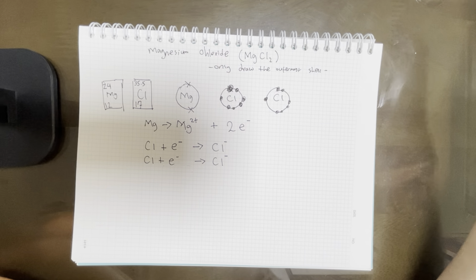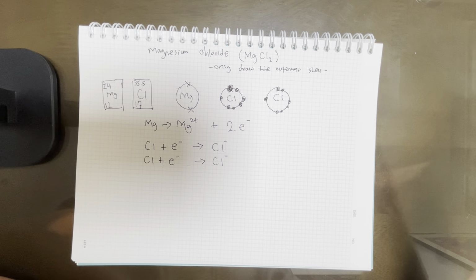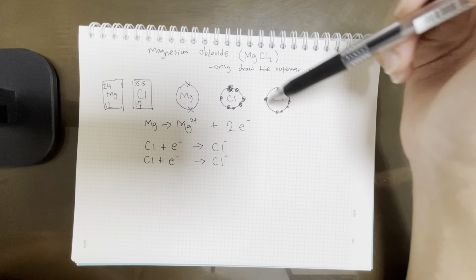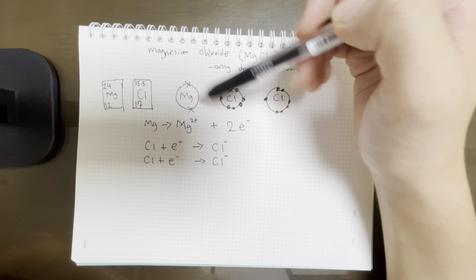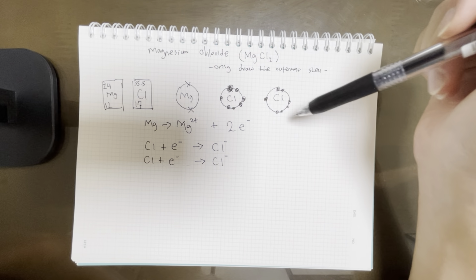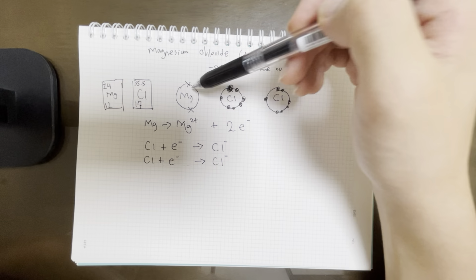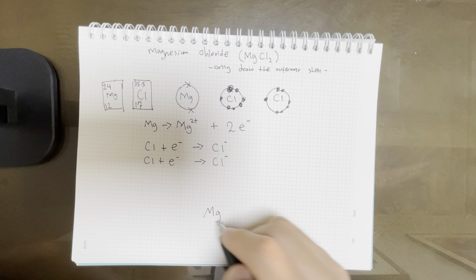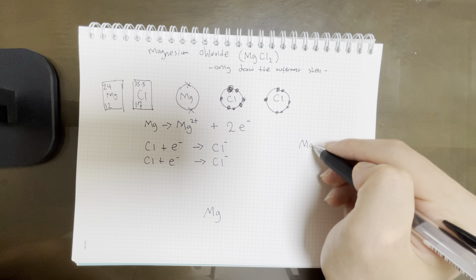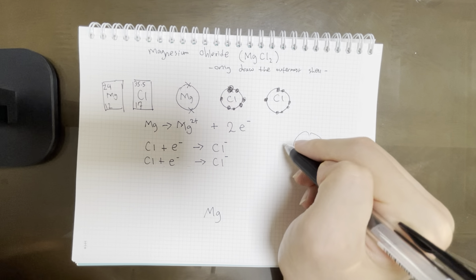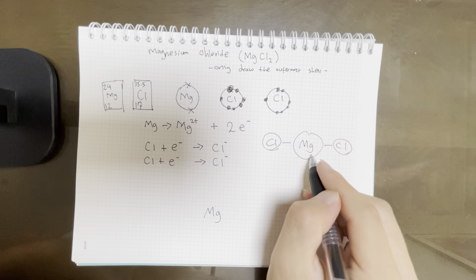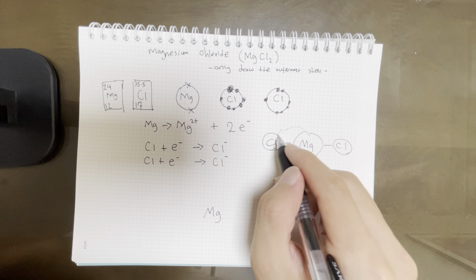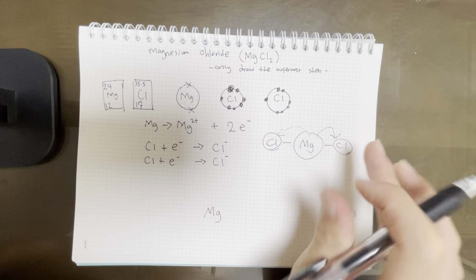Now let's look at what this would look like in a dot and cross diagram. So what do you think is going to happen? Chlorine has 7 electrons, magnesium has 2. Magnesium wants to get rid of these 2, chlorine wants to receive 1 electron each. So magnesium can give 1 electron to each of the chlorines. So we can see magnesium. Now this time we're going to draw magnesium in the center because they're going to bond like this. They're both going to be attracted to magnesium because magnesium has the 2 electrons, right? So magnesium is going to give 1 electron to chlorine and 1 to chlorine. So they're going to be bonded like this.